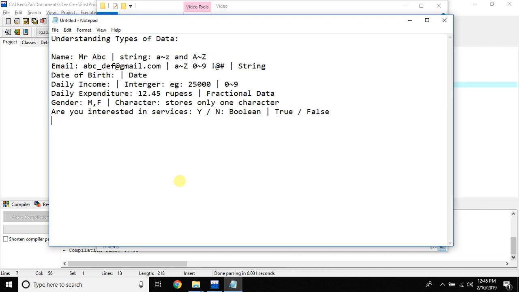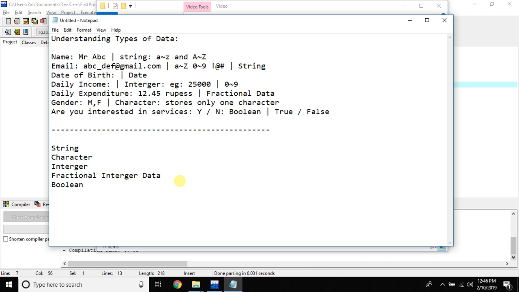Now if we differentiate how many different types of data we have, we can say that one, we have a string data type, the second is character data type, the third is integer data type, the fourth is fractional data, and the fifth is Boolean, which includes true and false. For all these different types, we have different data types in our C++ program that we are going to learn in our second session. In C++, we will see how different data types work in our programs together.